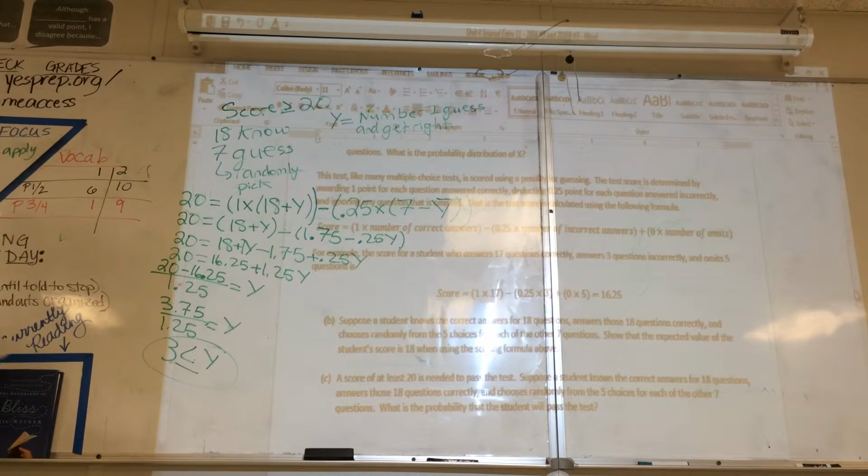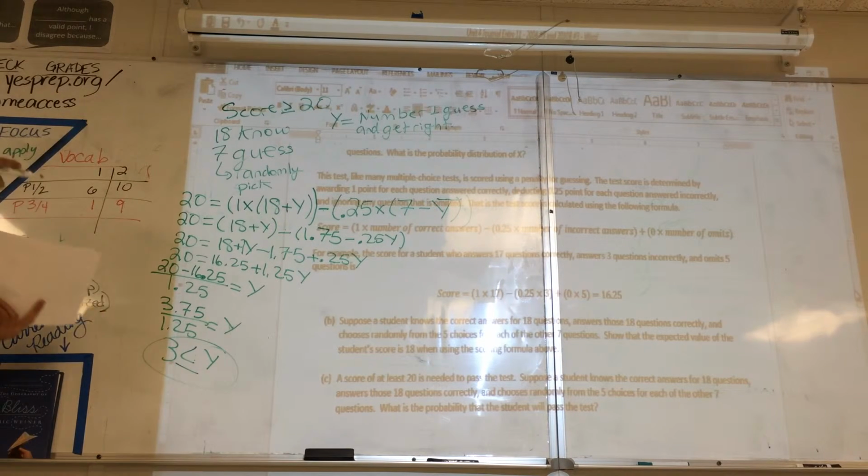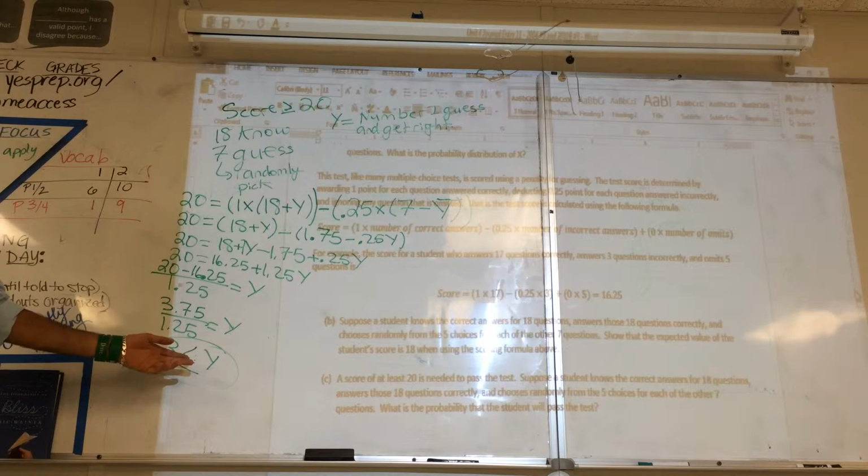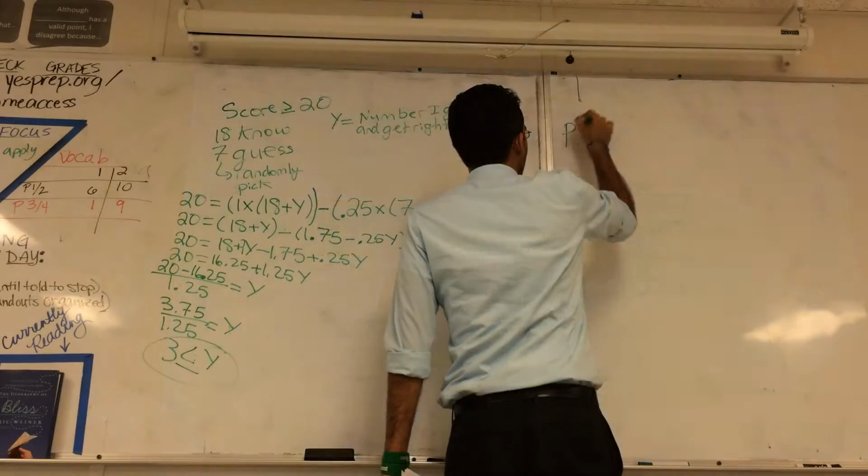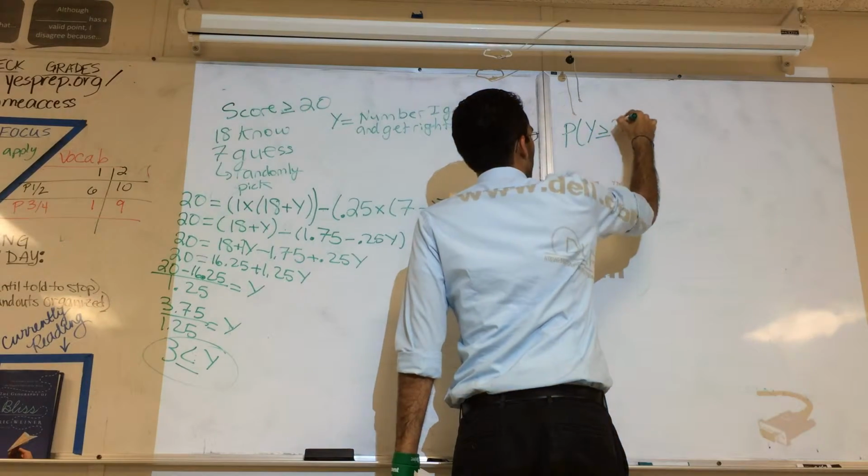So we want the probability that y is greater than or equal to 3. Is there confusion about why this is greater than, Takurtra? Okay. So we want the probability that y is greater than or equal to 3.